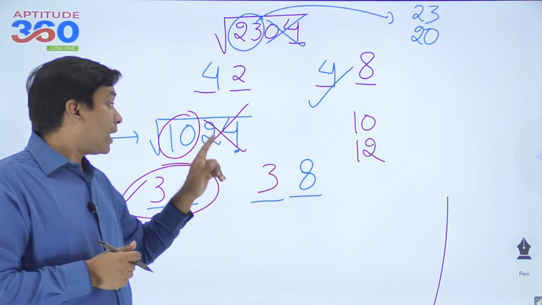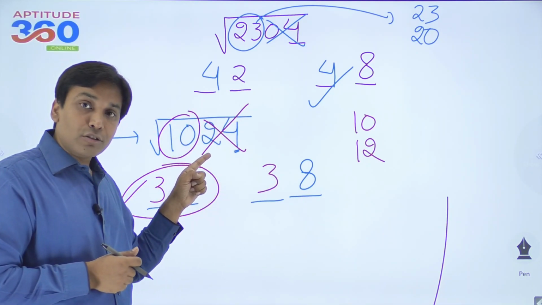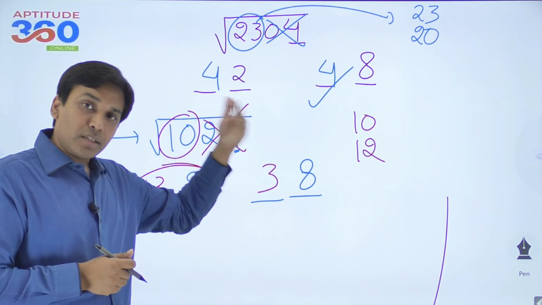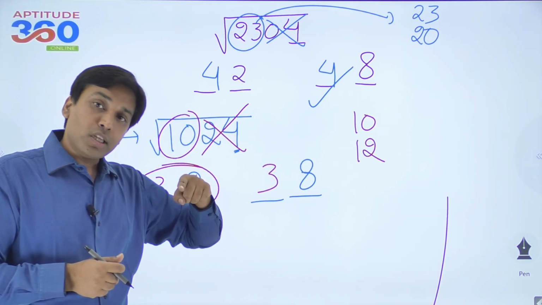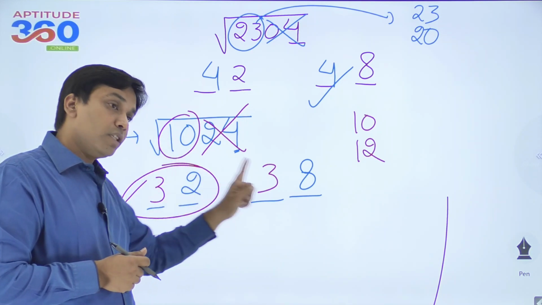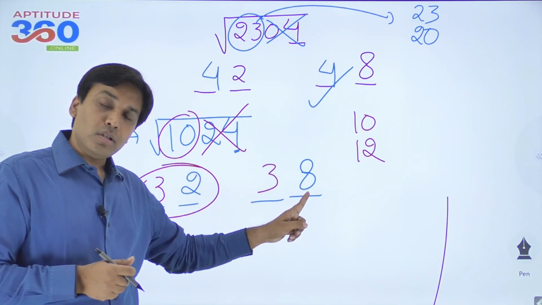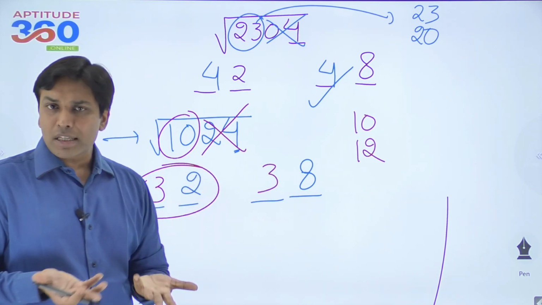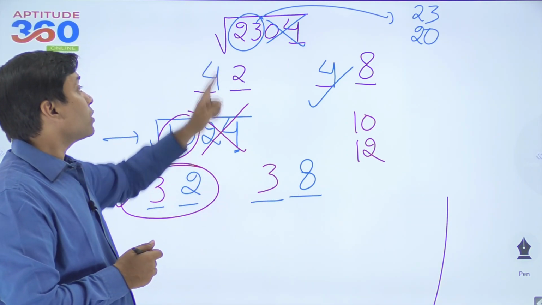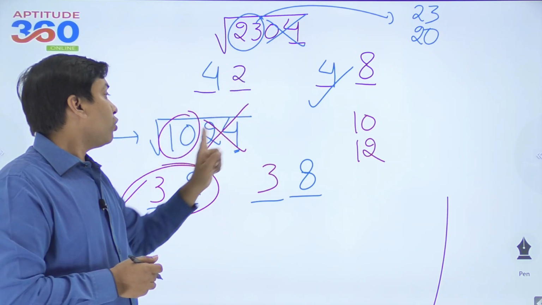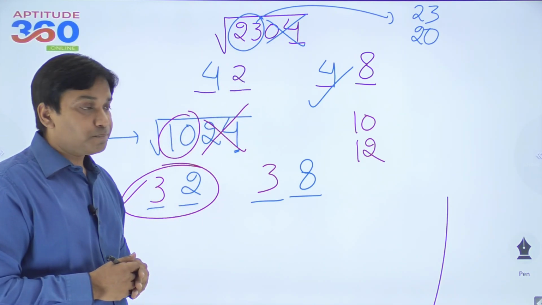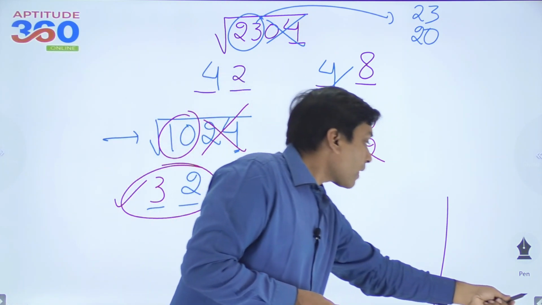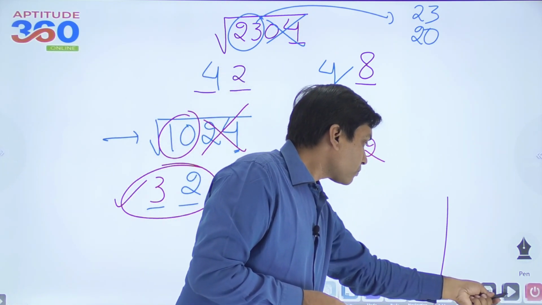How do we do that? You just cancel out the last 2 digits, concentrate on the rest of them, and then create another number. If your number is bigger, the bigger of these two will be the square root. If your number is smaller, then the smaller of these two will be the square root. As simple as that. That's what we have done with 2304 and 1024. Is that okay? Now let's do some more problems so that you understand more.